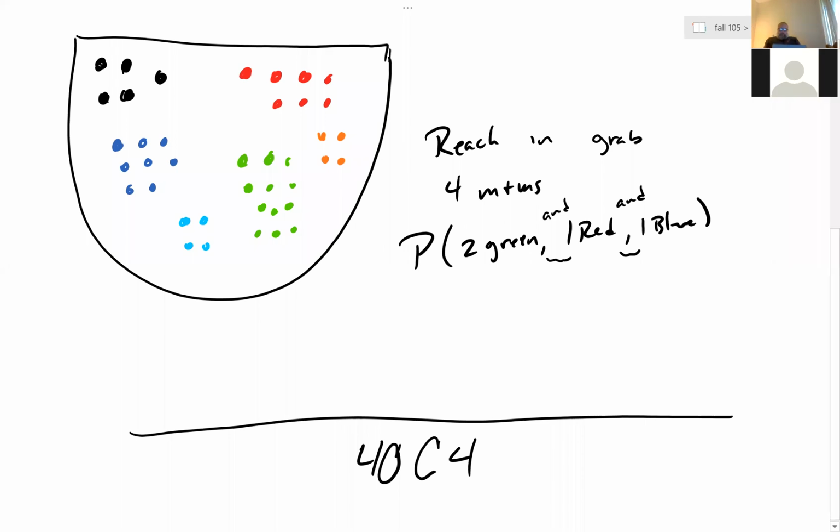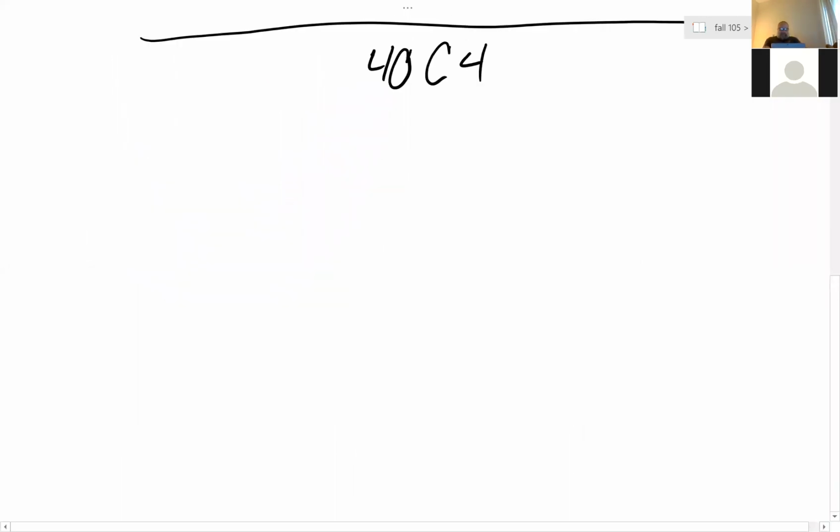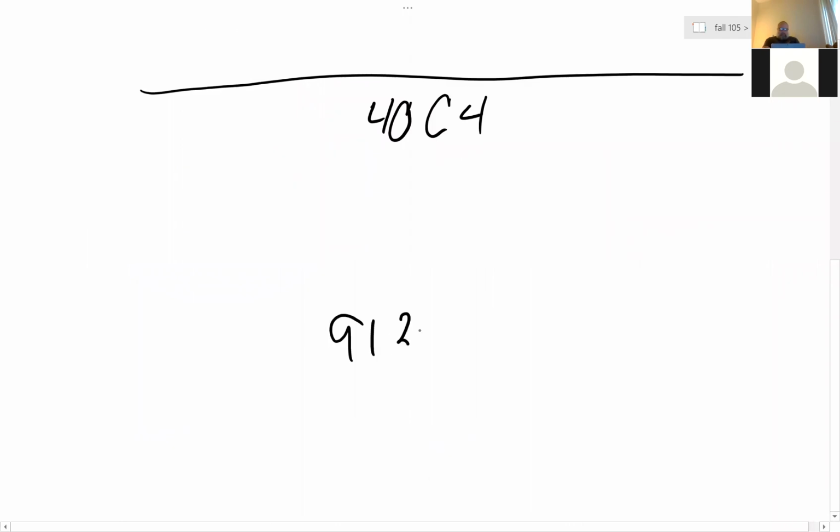Got to be a better way to do that. Let me scroll down a little ways, maybe. Come on, scroll.